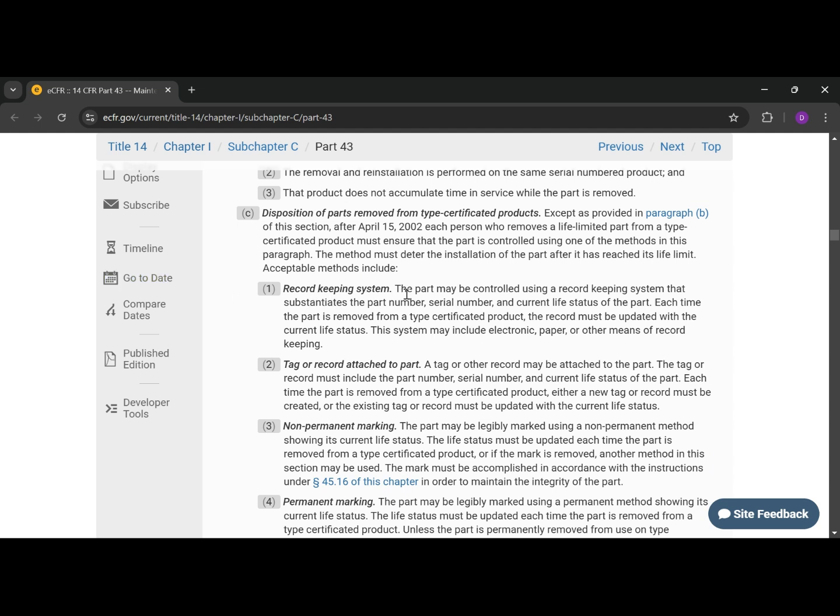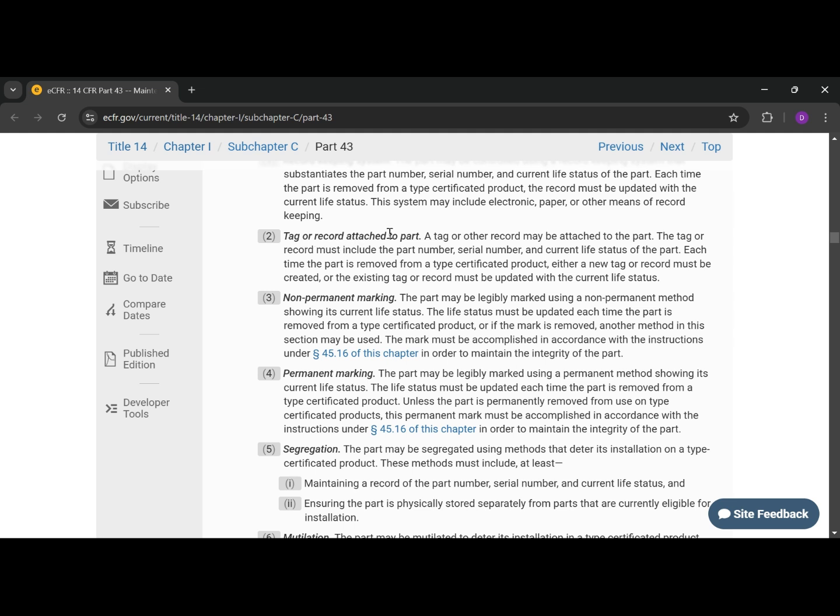Record keeping system. The part may be controlled using a record keeping system that substantiates the part number, serial number, and current life status of the part. Each time the part is removed from a type certificated product, the record must be updated with the current life status. This system may include electronic, paper, or other means of record keeping.